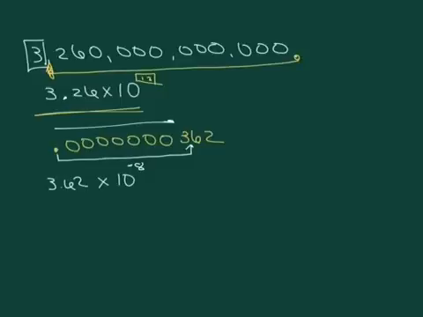Okay, so keep in mind that in scientific notation, positive exponents are used for numbers bigger than or equal to 10, and negative exponents are used for numbers between 0 and 1. So this decimal is a number between 0 and 1, so it has a negative exponent on it. Okay, so this is one that I'm going to kind of skip just a little bit.